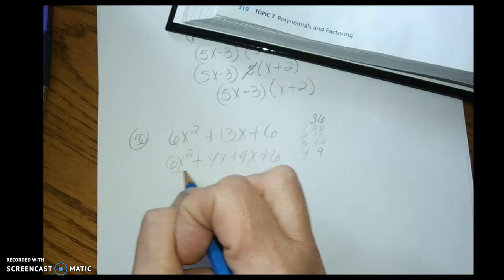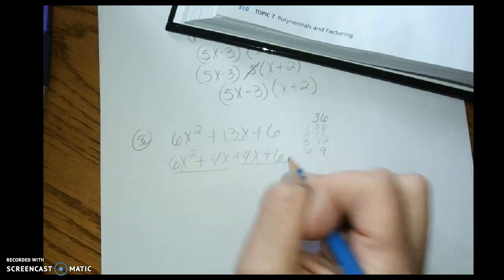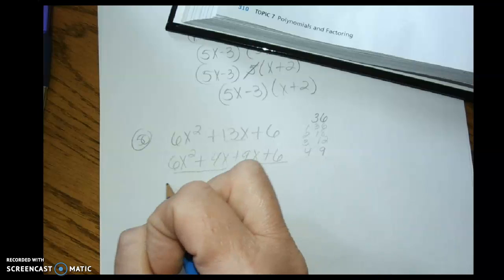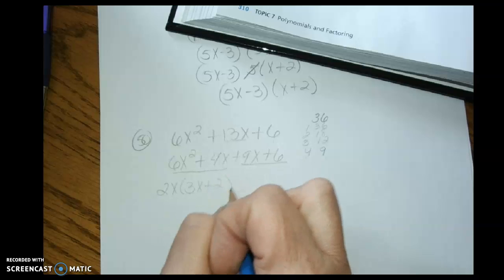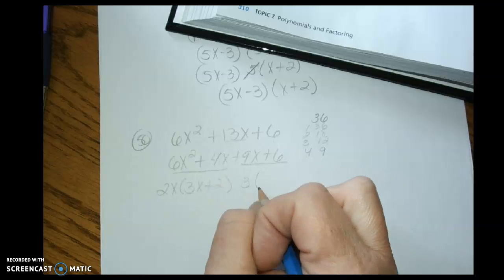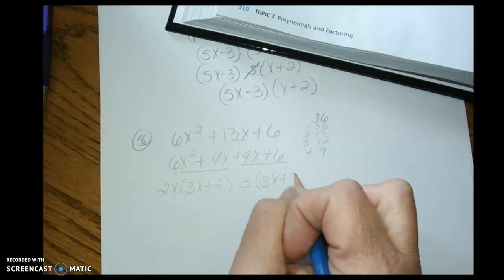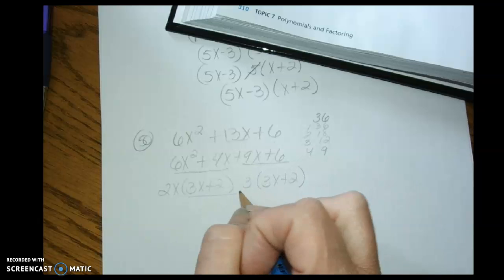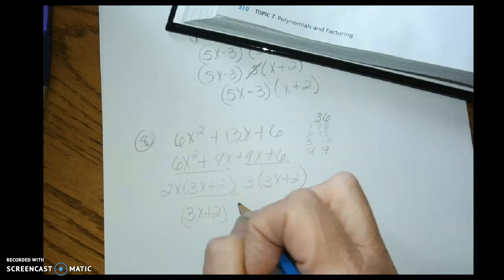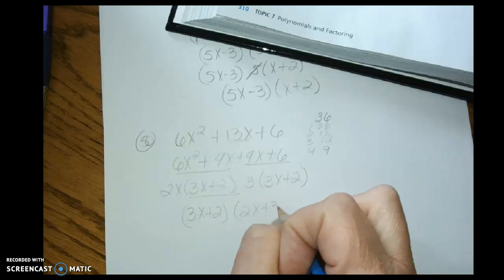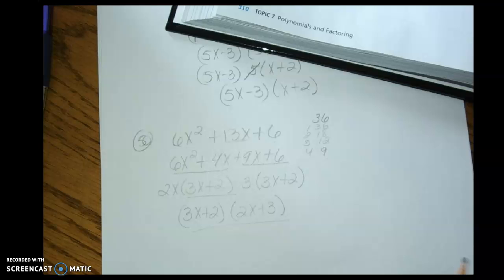In my grouping, I'm going to look at this one and this one separately. I'm going to factor out a 2x, which leaves me with 3x plus 2. And here I'm going to factor out a 3, which leaves me with 3x plus 2. From here, I can factor out 3x plus 2. And when I do that, I have 2x plus 3. There's the factored form of that one.